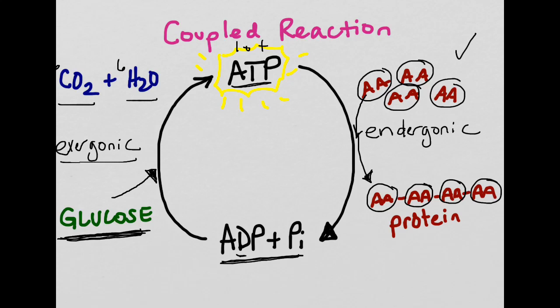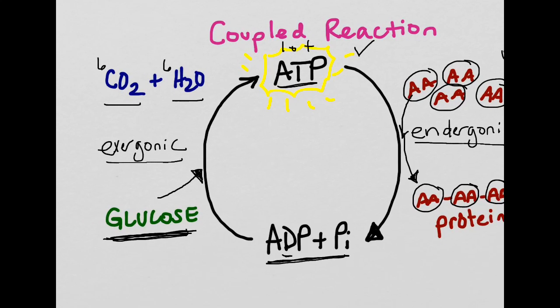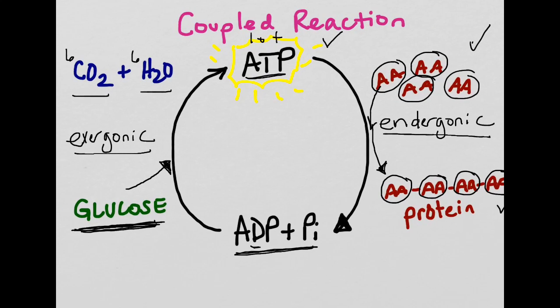Okay? So we took less organized reactants and we have a more organized product. We had to put energy into the reaction. It is endergonic. So that's an example of a coupled reaction, coupling ATP production to ATP usage.